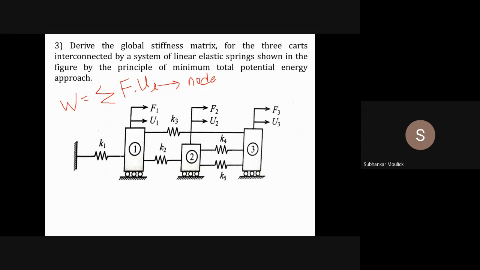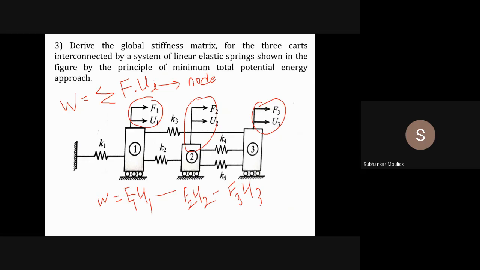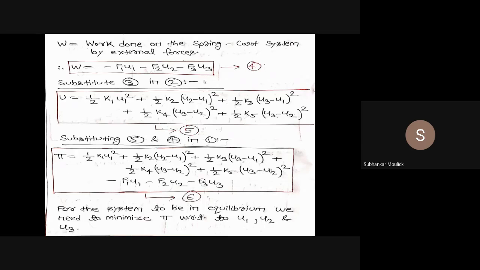That means in this problem there will be a total of 3 work done terms due to point forces, and I know that this value of work done is always negative in nature, so W will be minus F1 u1. It is acting at nodal point 1, so it will be u1. Minus F2 into u2, and minus, at the third point, the work done due to point force, that is F3 into u3. So this is the expression of W, that is W equals minus F1 u1 minus F2 u2 minus F3 u3. Equation number 4. Is equation number 4 clear?